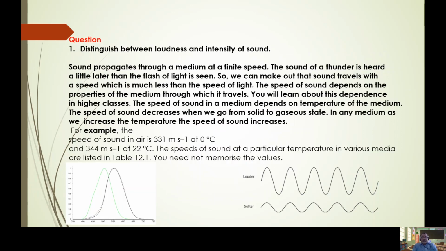Now distinguish between loudness and the intensity of sound. Sound propagates through a medium at a finite speed. The sound of thunder is heard a little later than the flash of light. So we can make out that sound travels with a speed which is much less than the speed of light. The speed of sound depends on the properties of the medium through which it travels. You will learn about the dependence in higher classes.